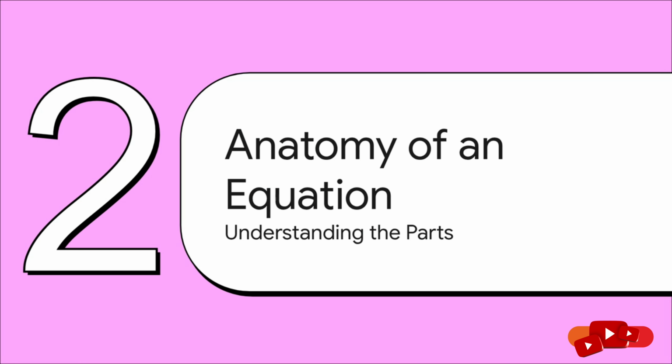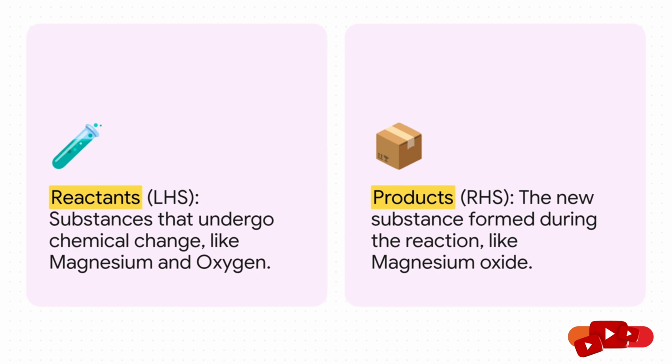Believe it or not, chemical equations have their own grammar, just like a language. There are different parts that tell a story. So let's take a closer look and understand the anatomy of this equation. All right, so every reaction basically has a before and an after. On the left-hand side, we have the reactants. These are your starting ingredients, the stuff you begin with. In our case, that's magnesium and oxygen. Then on the right-hand side, we have the products. This is the new stuff that's formed during the reaction. Here, it's magnesium oxide. Just remember, reactants on the left, products on the right.